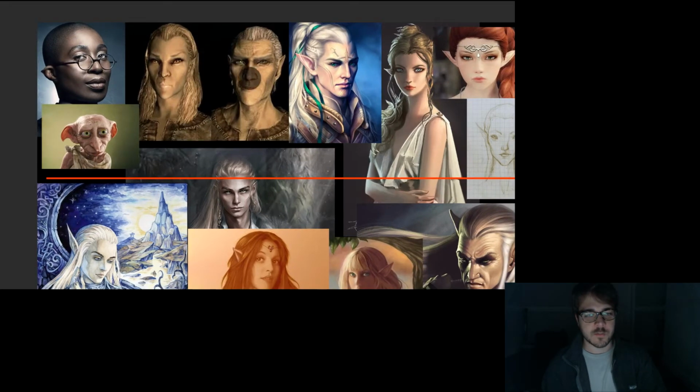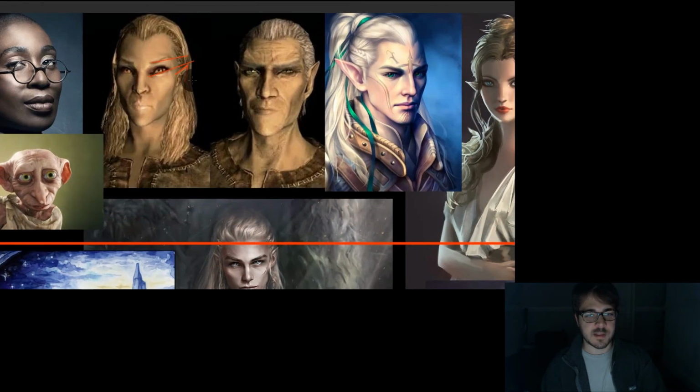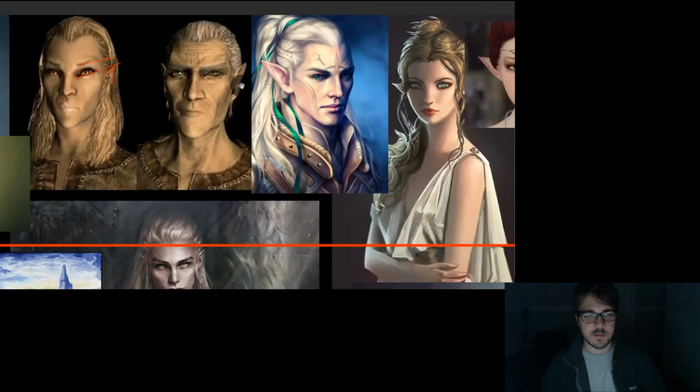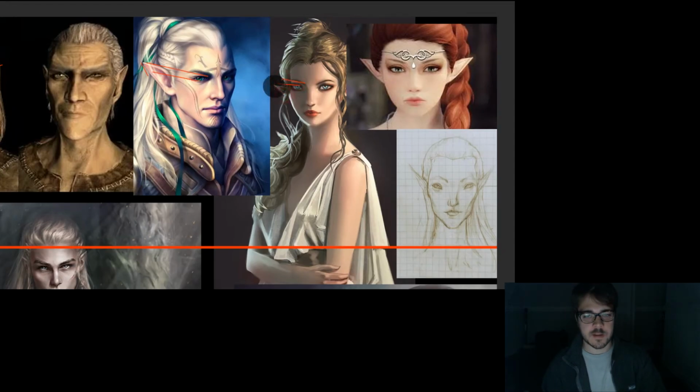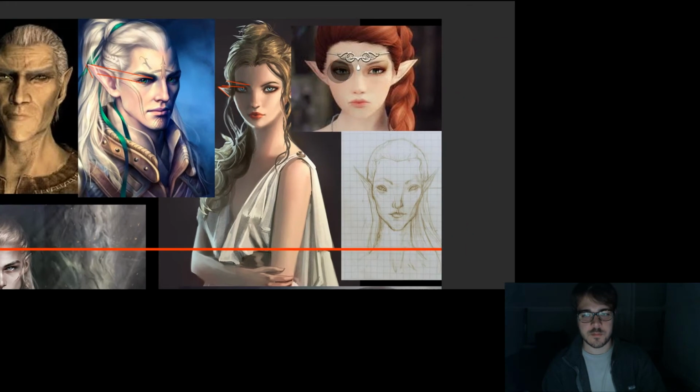Here are just more elves from drawings or games or whatever I could find. This is a believable elf because the angles all work. Same thing for that one. This one more or less has the general alignment, so I put it on the top. And on this elf, you have the right angles.